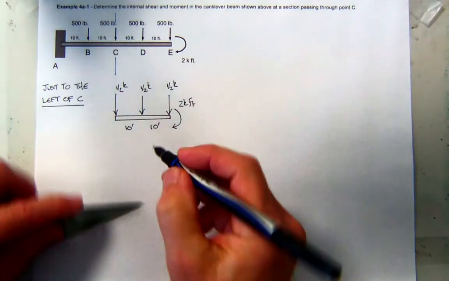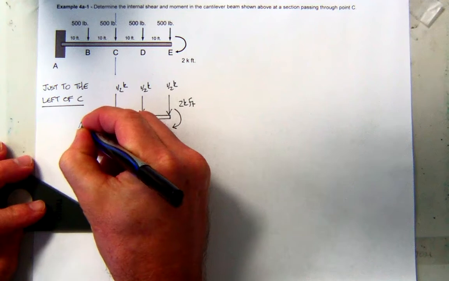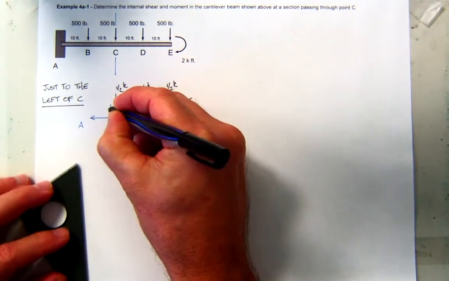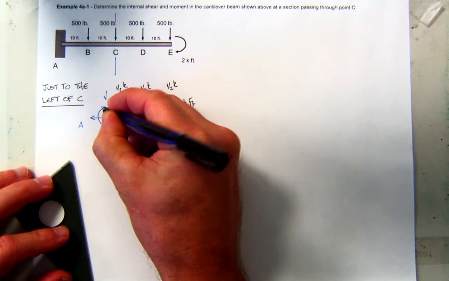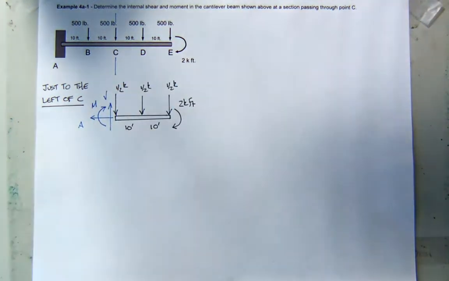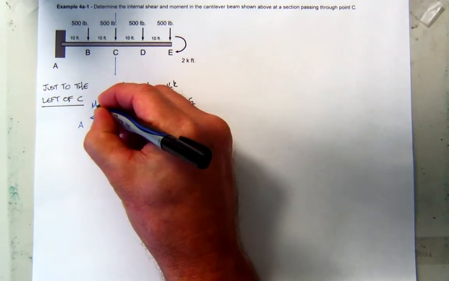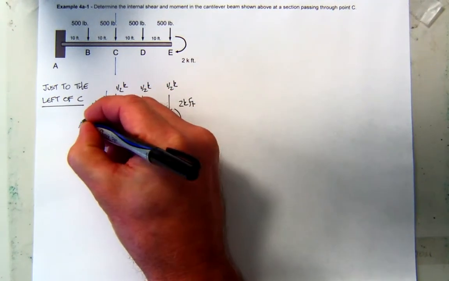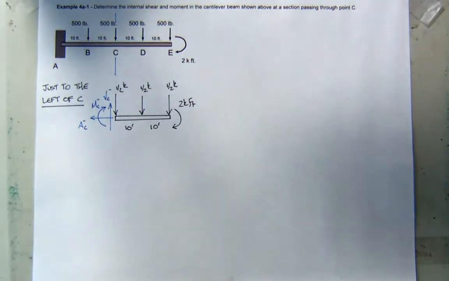So on my left side, I'm going to assume positive axial force, positive shear, and positive bending moment. I should subscript those C, and I'll put a little minus sign indicating that it's just to the left, the minus side of C. And once I make that decision, I can solve for those values.